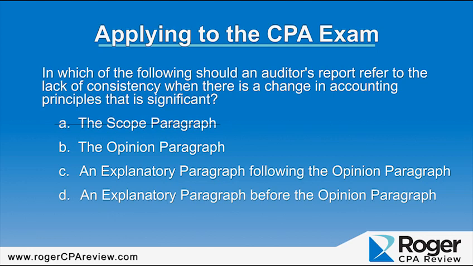Number 2 choice, or B, is opinion paragraph. That's also not correct, because if a change in accounting principle that affects consistency has been properly reported, properly accounted for and disclosed, then we're not issuing a qualified opinion, we're issuing an unmodified opinion, and the opinion paragraph will not refer to the lack of consistency. Of course, if it wasn't reported or disclosed properly, now we're dealing with a qualification because of a departure from GAAP, which is not what this question is about.